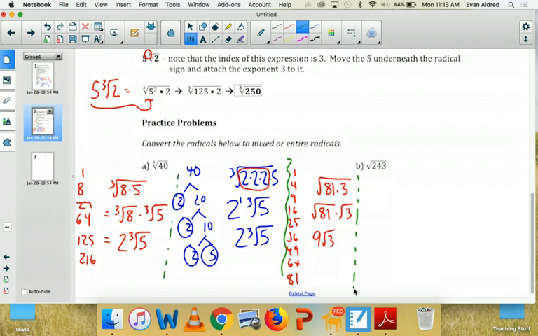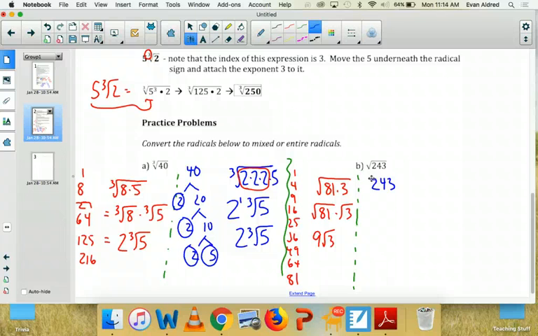That method is fast, but it's also predicated on being able to do mental math effectively. So if mental math is something that you struggle with, or if that method worries you because there's such a heavy reliance on mental math, then you can work with your prime factorization. So 243, it's not going to be quite as easy as 40 to come up with the prime factors of without a calculator, but we can do it.